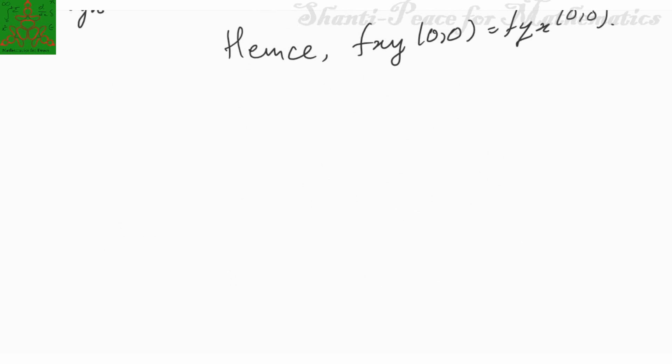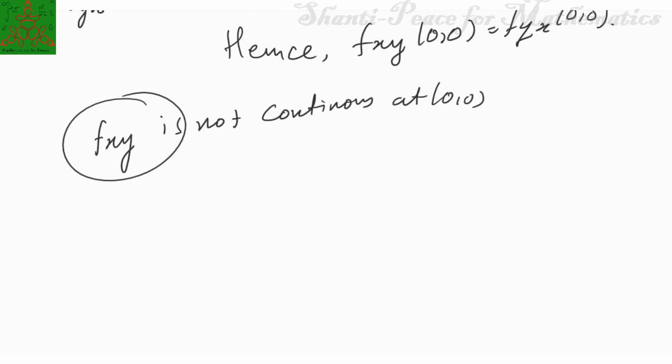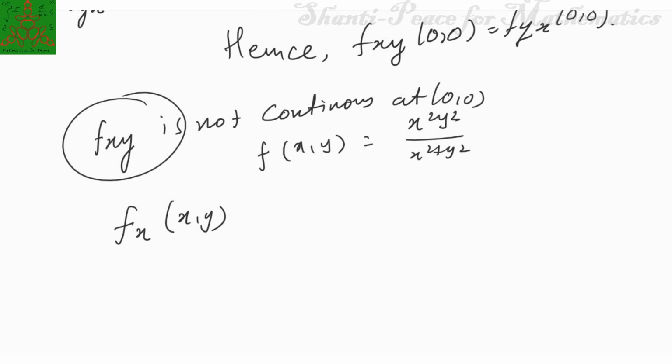Finally, what I need to prove is that this fxy is not continuous at (0,0). This is my objective. So before that I need to calculate what is fxy at any point. First I have to calculate what is fx at (x,y). We know f is x square y square upon x square plus y square if (x,y) is non-zero. If (x,y) is (0,0), this is 0. So first let us calculate fx.